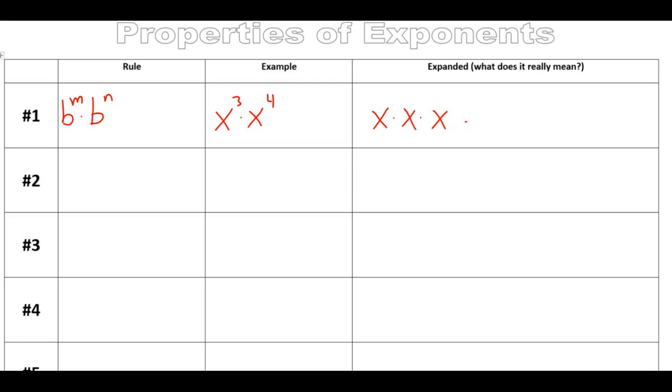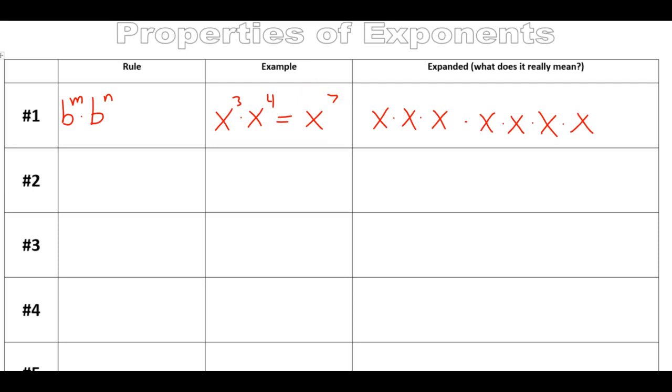Because really they're just multiplied together, and then x to the fourth is an additional x times x times x times x. So really this is just all multiplying. Ultimately, how many x's are there that I need to multiply together? 7. So my answer would be x to the 7th for this problem.